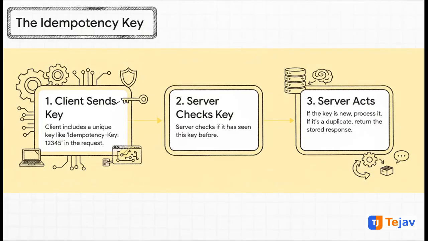So how do we actually pull this off? Well, the magic is something called an idempotency key. The client, your app, generates a totally unique ID for the operation. It then sticks this key into the request header. When the server gets the request, it first checks a cache or a database to see if it's ever seen that key before. If it's new, great, it processes the request and stores the result linked to that key. But if it has seen the key before, it just skips all the work and immediately returns the stored response.